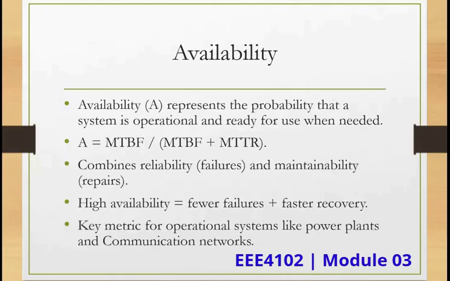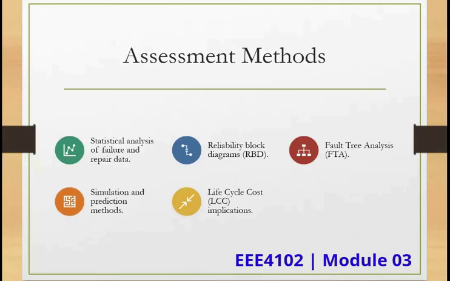So if MTTR reduces, then it means they will increase and vice versa. So let's go to assessment methods, of which we have 5 different assessment methods. Think of them as the best way to accurately measure reliability and maintainability. So we rely on the ones below that we are going to go through.